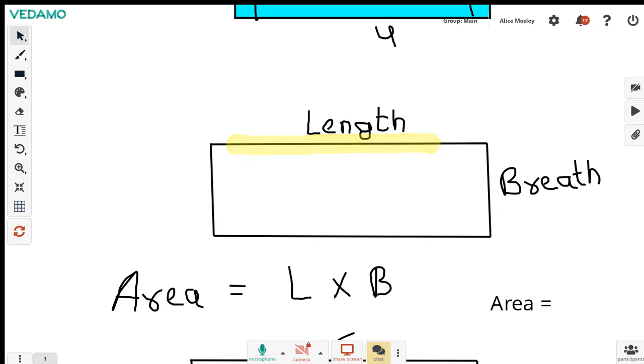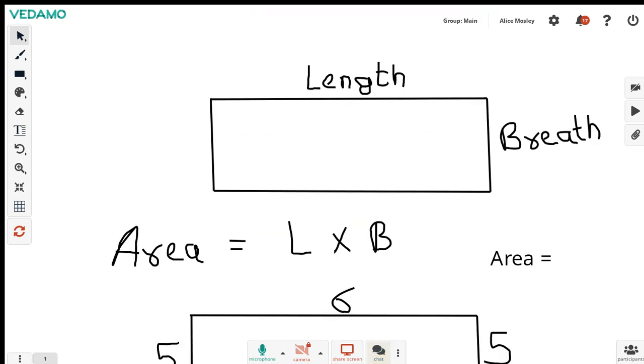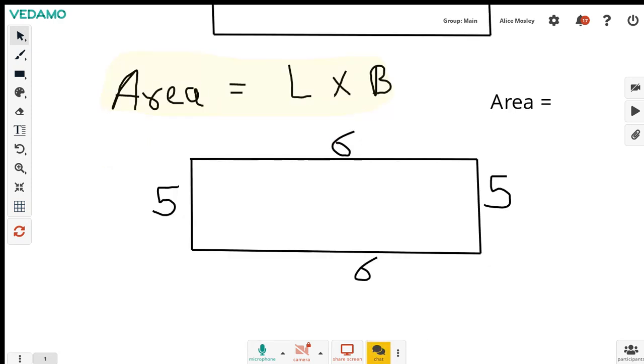Now the formula for the area is length multiplied by breadth. That's it. So if you get the length, this is 6, and you get the breadth, which is 5, the area will be equal to 6 times 5, which is 30. So the area for this is equal to 30. So this is how rectangles work.